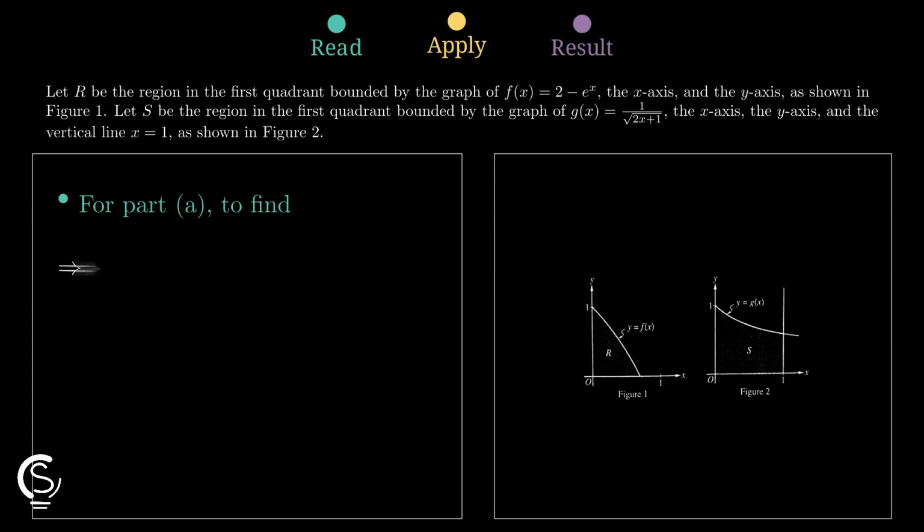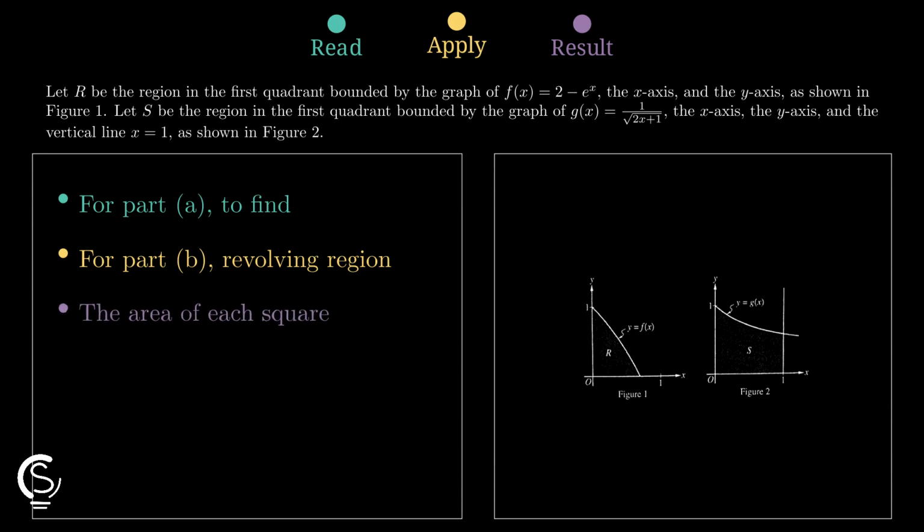Rotating about the y-axis using cylindrical shells results in the integral V equals 2 pi times the integral from 0 to natural log of 2 of x times 2 minus e to the x.